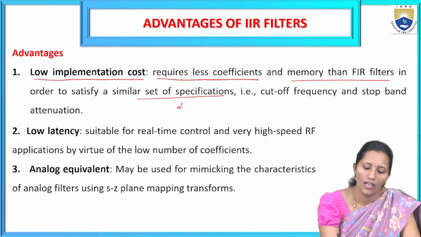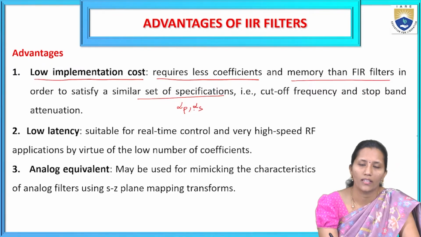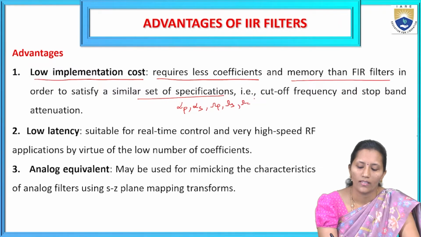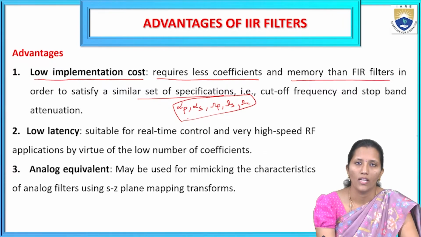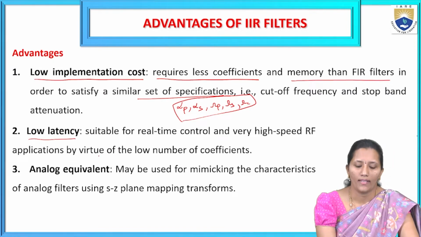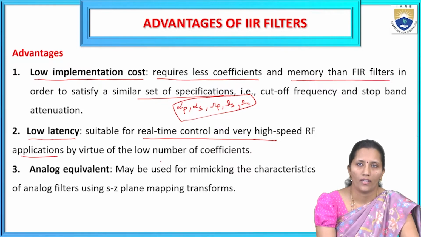They will give specifications like passband attenuation, stop band attenuation, passband frequency and stop band frequency or cutoff frequency. For the same specification, if we want to design FIR and IIR filters, IIR requires fewer coefficients and less memory than FIR filter designing. Second, low latency. It is suitable for real-time control and very high-speed RF applications. We will prefer the IIR filter because of its low latency advantage.